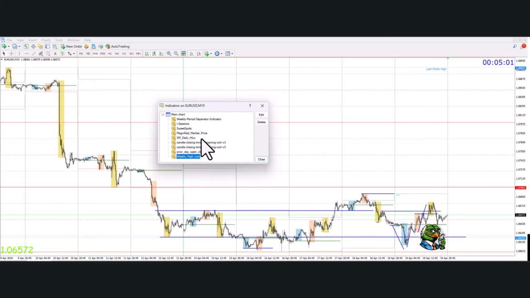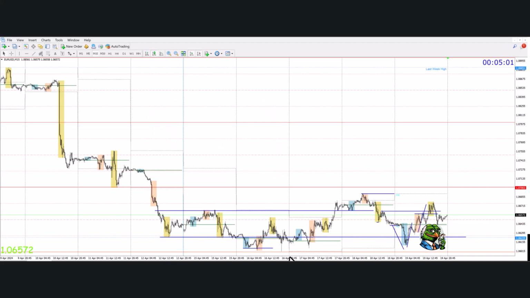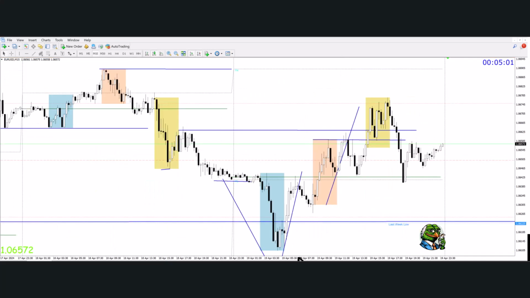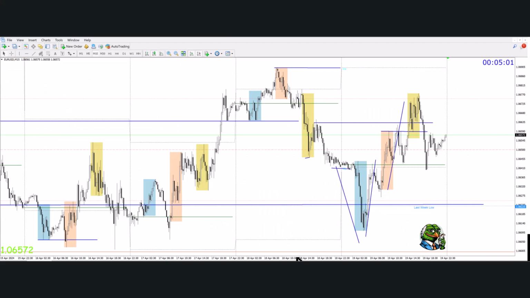If you search these on the internet, you can find them and install them on your MT4. There's plenty of YouTube videos on how to install indicators on MT4. I will also have a link for you to download the indicators that I can provide to you, and you can watch any YouTube video that explains how to install the indicators on MT4. Hopefully that was helpful. That's all I use. I don't use anything else.